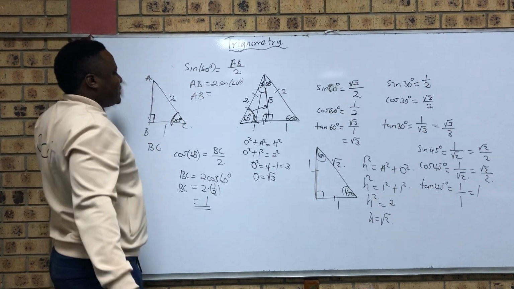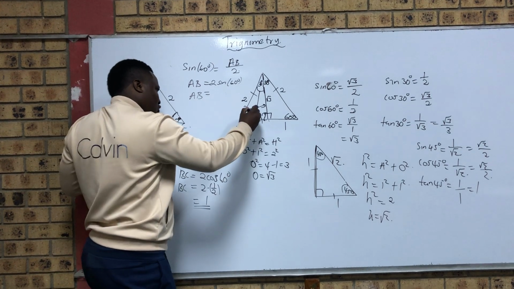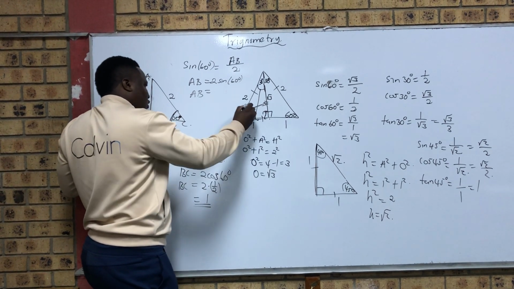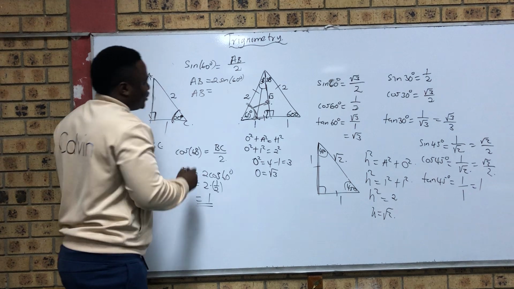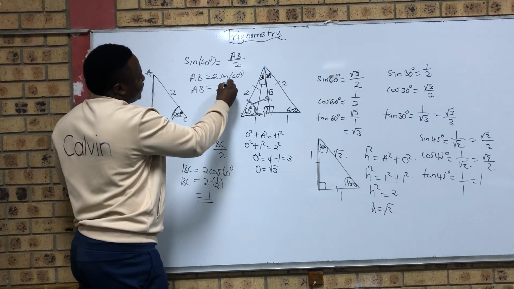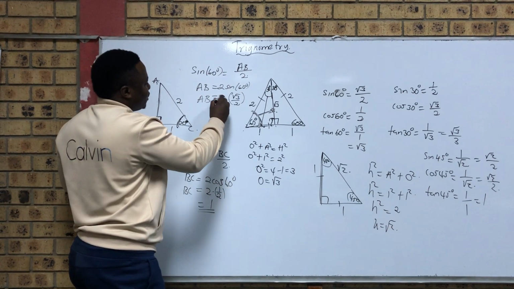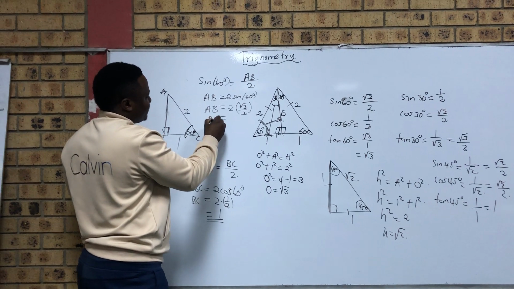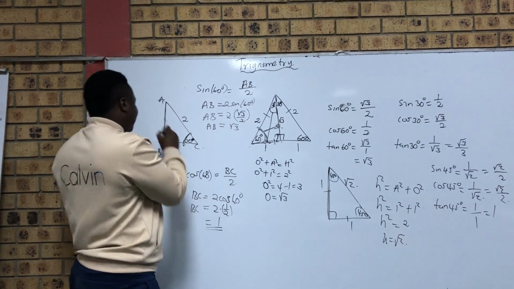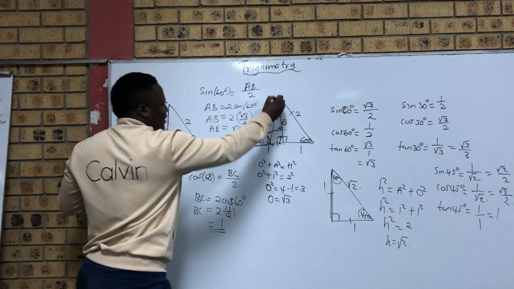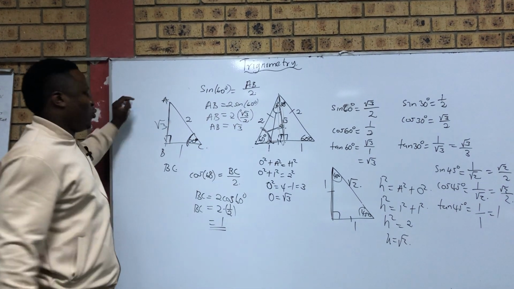Then sine of 60 degrees, remember, is going to be the opposite over the hypotenuse. Then you'll have root of 3 over 2. Multiply these, we'll have AB as what? Root of 3, which is just root of 3. And you can see that even in this right-angled triangle, we have root of 3.